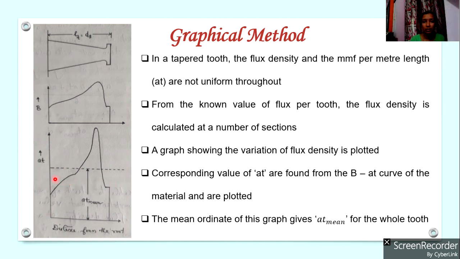So after plotting this curve, calculate the mean ordinate of this graph. Ordinate means the values along y-axis. So calculate the average of that values, mean of that values. Not average, calculate the mean of that values. And that mean AT value will be the mean value of mmf per unit length for the entire tooth.